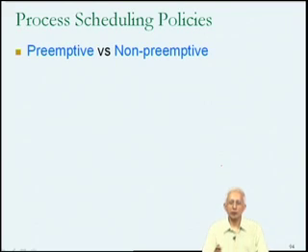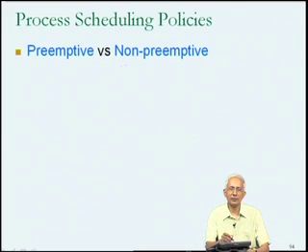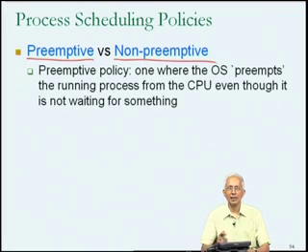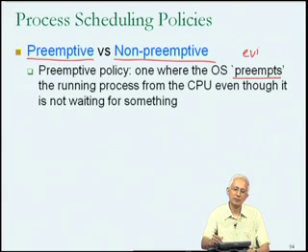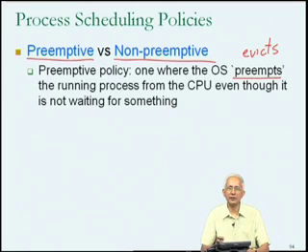Okay, now the alternative, as I said, is that an operating system process scheduler could use something called preemption as opposed to not doing preemption. And the idea of preemption is that the operating system every once in a while preempts the running process from the CPU even though it is not waiting for something. And what we mean by preempts is evicts. We had used the word evicts in connection with page replacement, replacing one page with another page in main memory. Here we have a similar kind of concept.